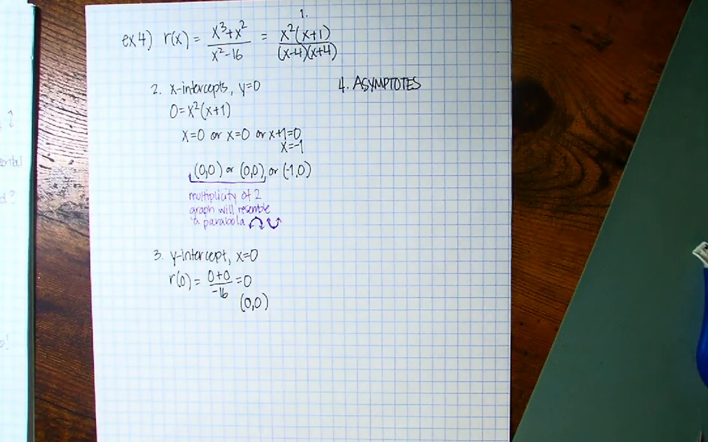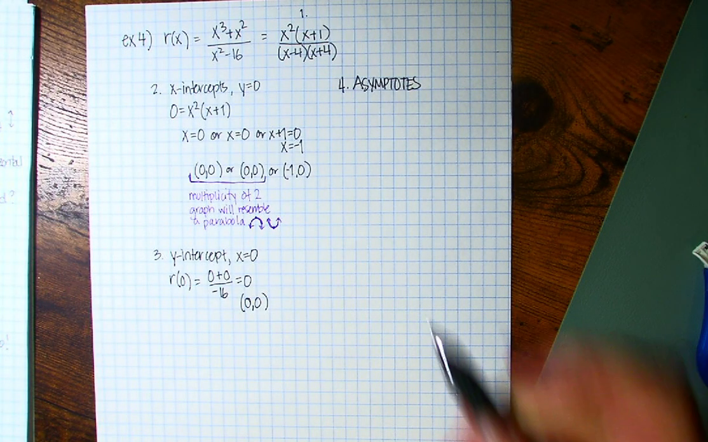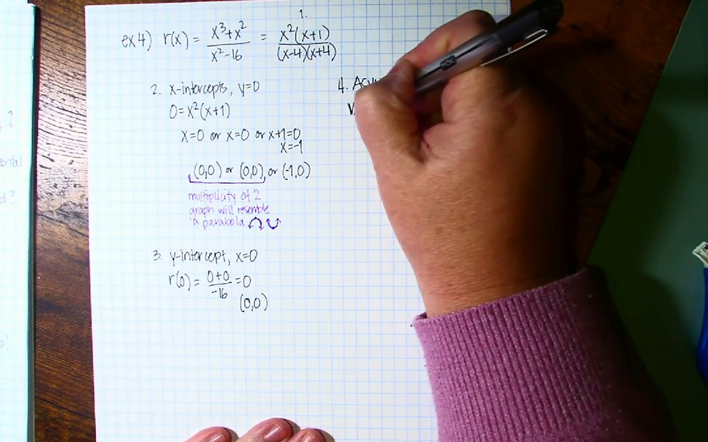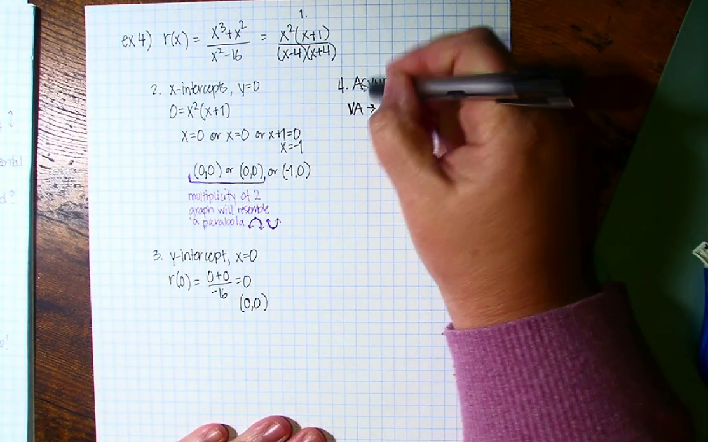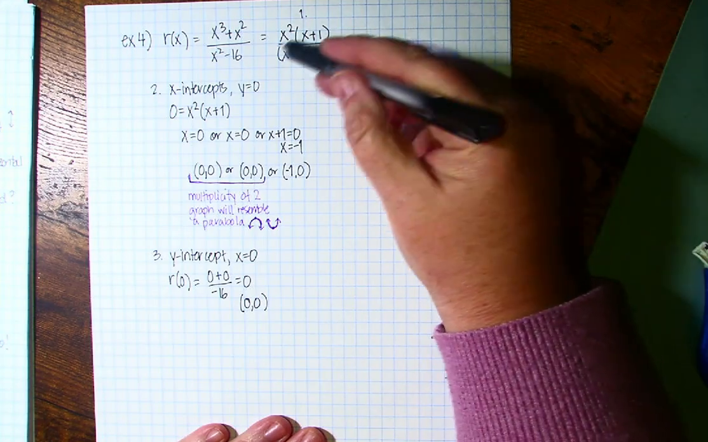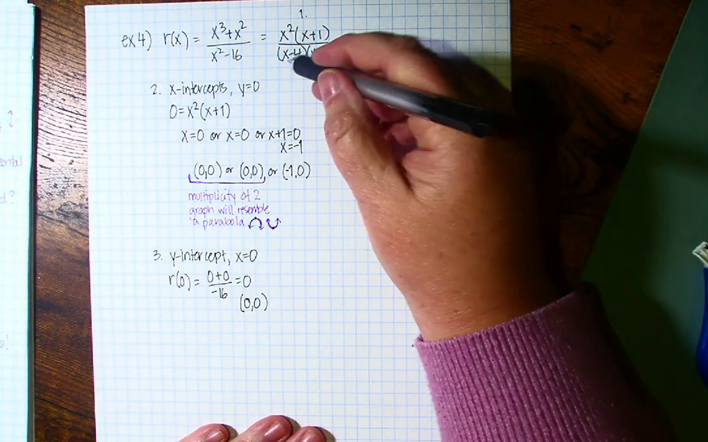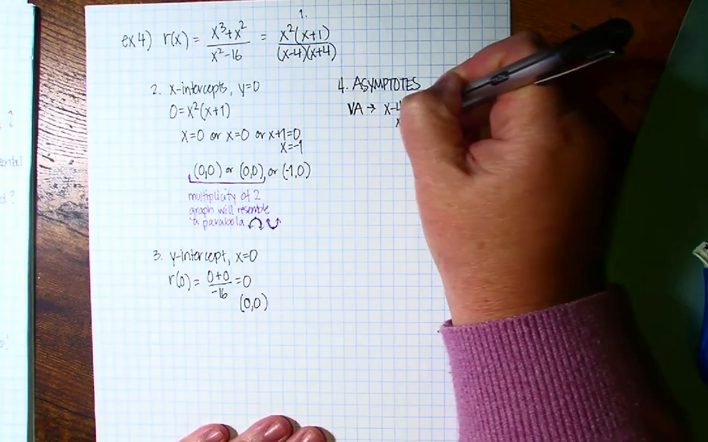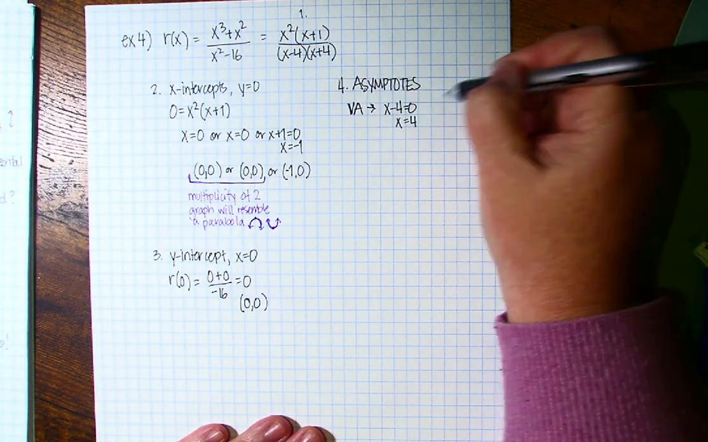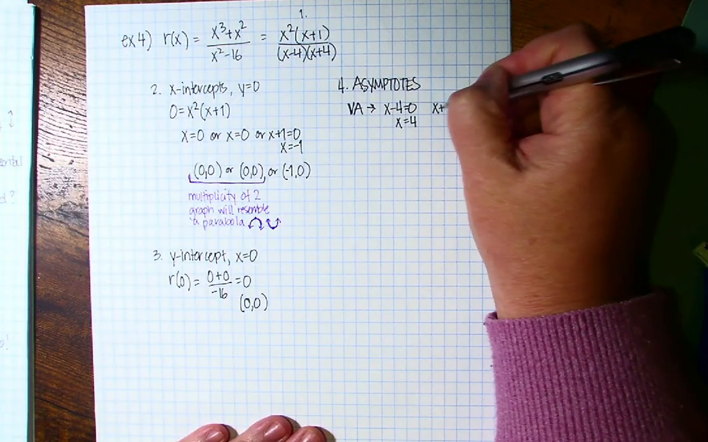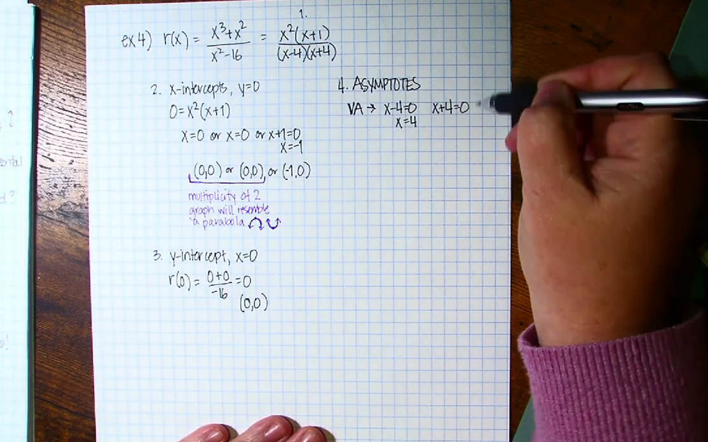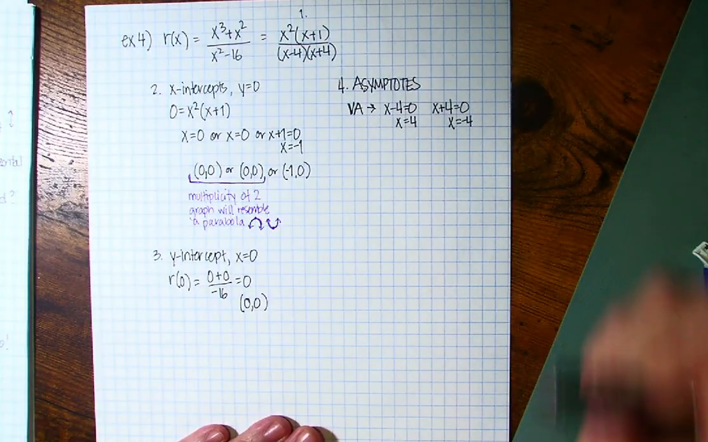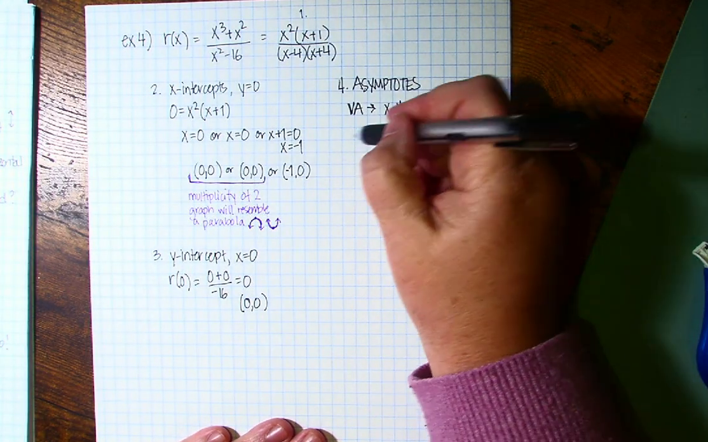Fourth thing I like to look at is asymptotes. There are 3 different kinds. Vertical asymptotes occur where you have a discontinuity in the domain. Those are identified in a rational expression by your denominators. So where is x minus 4 equal to 0? At x equals 4. That gives me my first vertical asymptote. I also have an x plus 4 equal to 0 in my denominator. If x plus 4 equals 0, or if x is equal to negative 4, that also gives me a vertical asymptote.